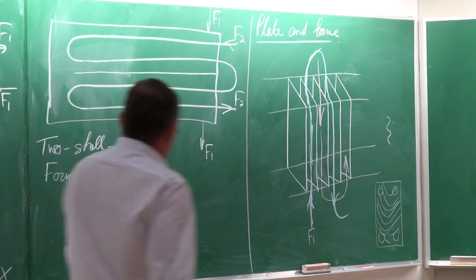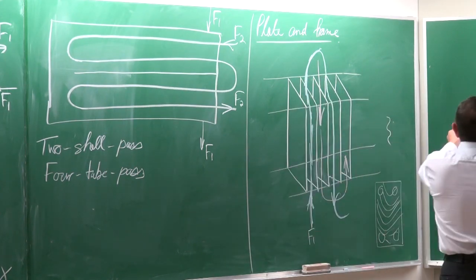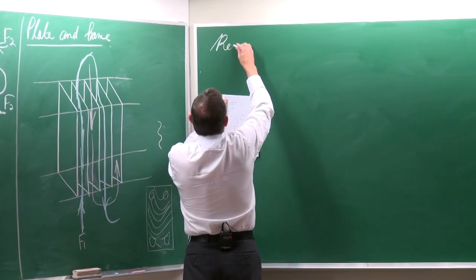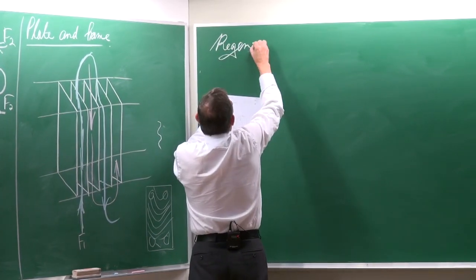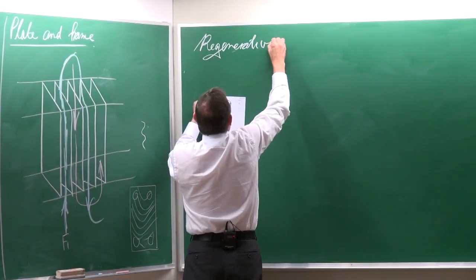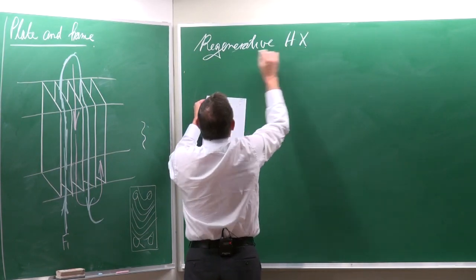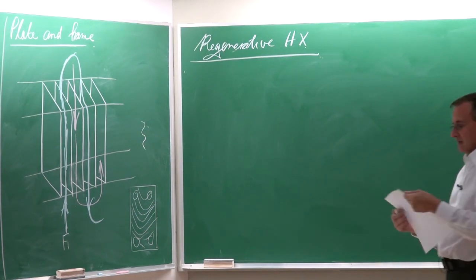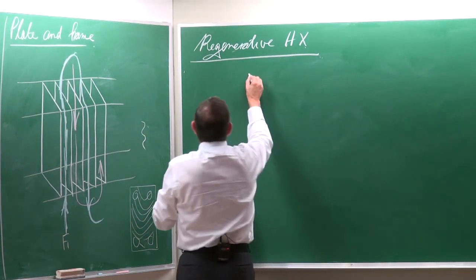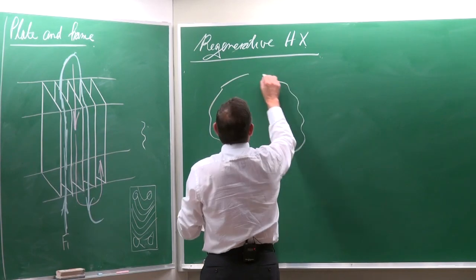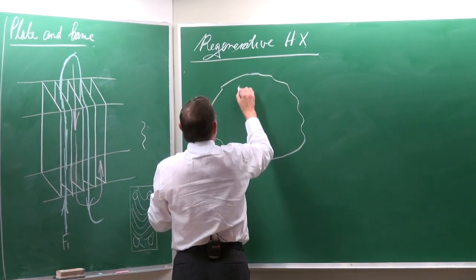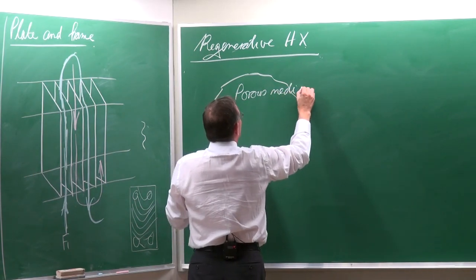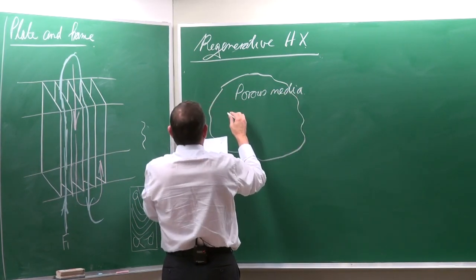Okay. The last category of heat exchanger, before we get to the mathematics, would be the regenerative heat exchanger. In that heat exchanger, we would actually have a porous media. And the porous media would typically be a ceramic wire.